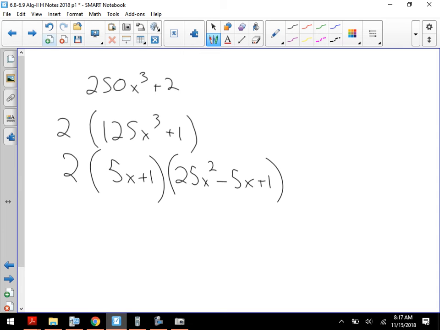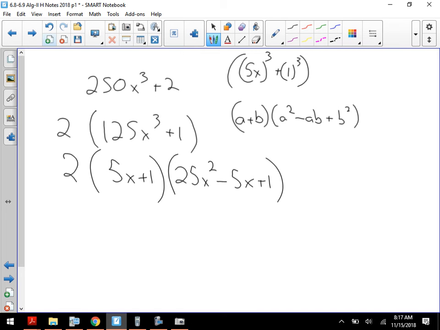Remember the pattern. A plus b, a squared minus ab plus b squared. Here a is 5x. You have to remember to square the 5. That's where people forget. That's why I always throw parentheses around it when I rewrite it as 5x quantity cubed, so that way you know what the cube root of 125x cubed is.